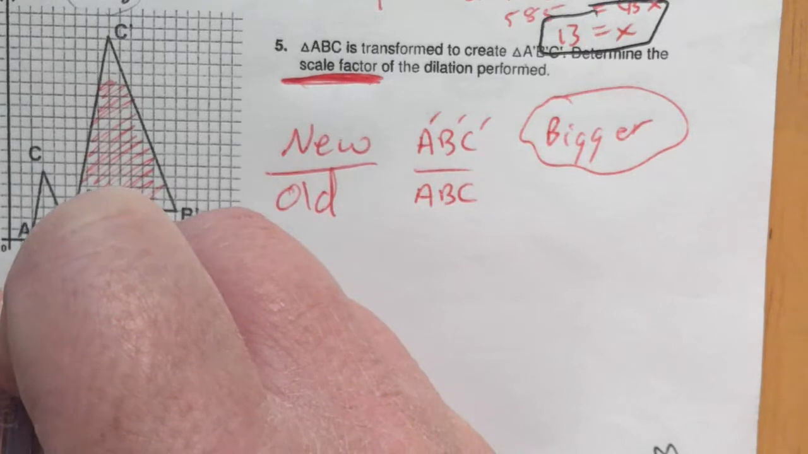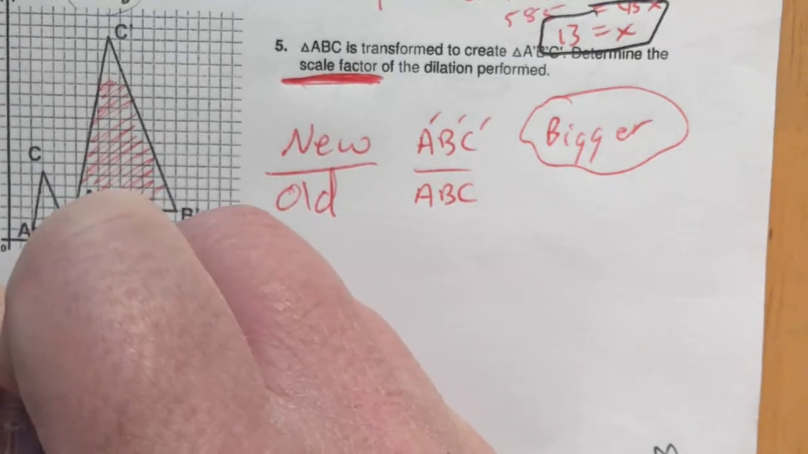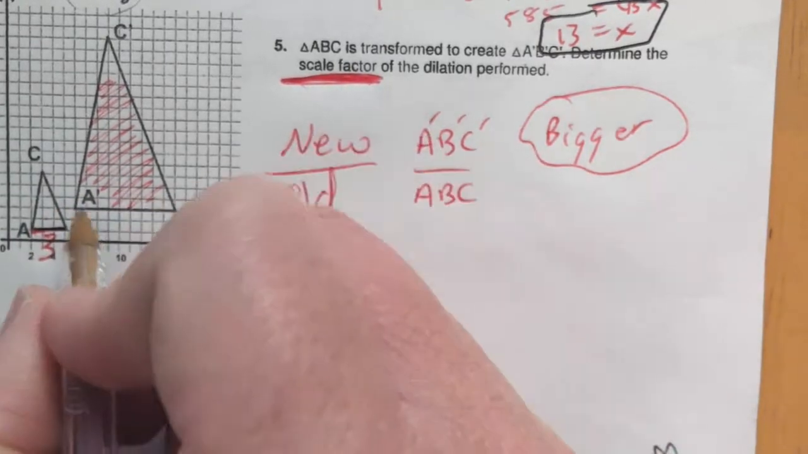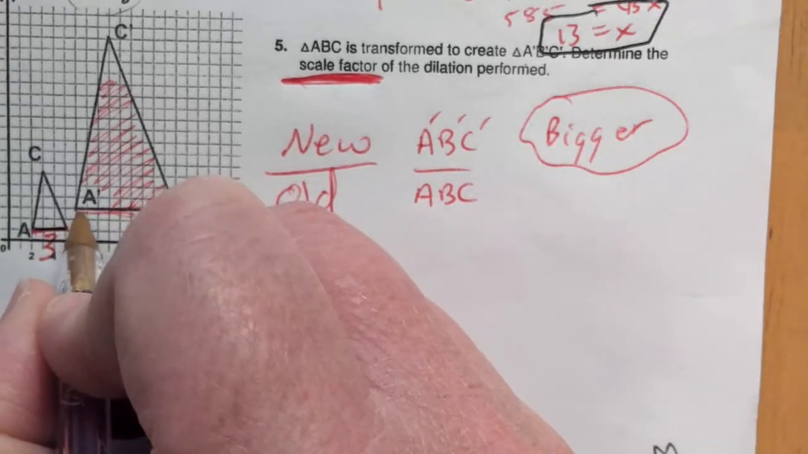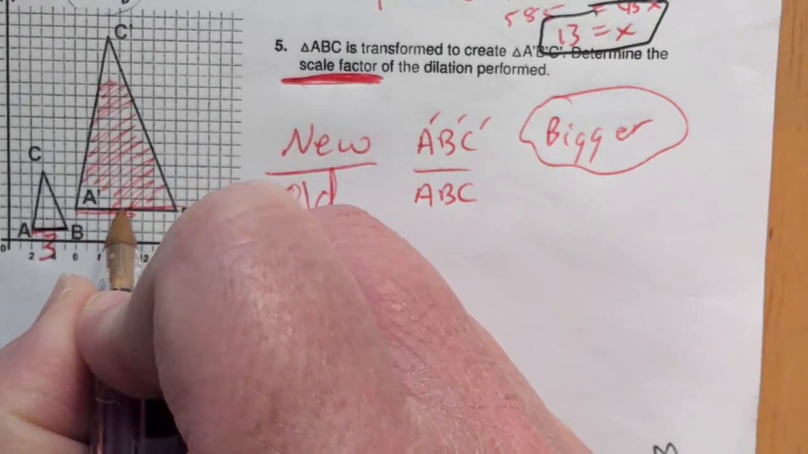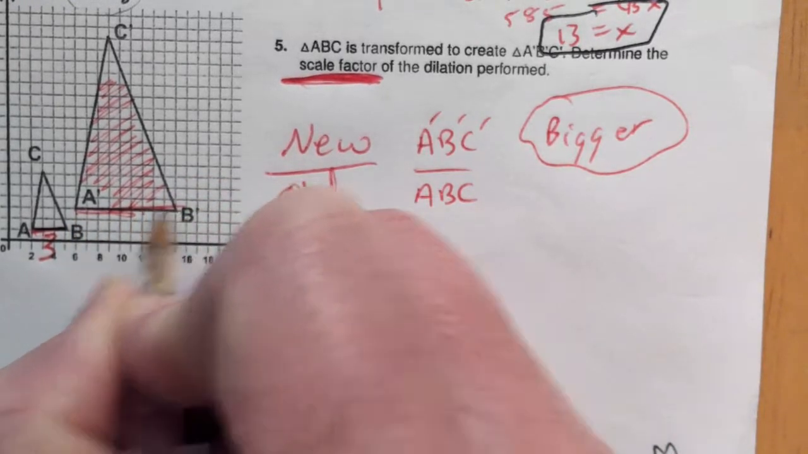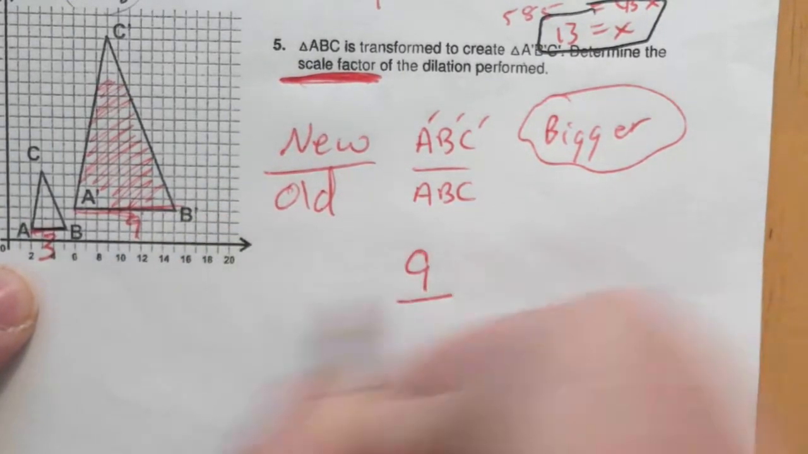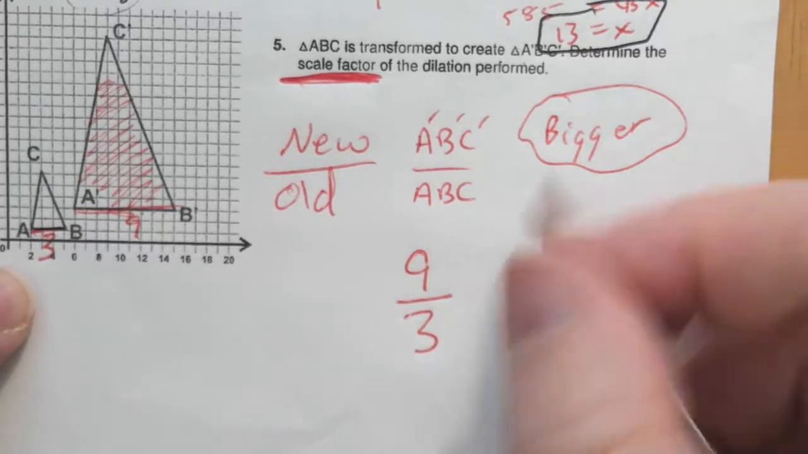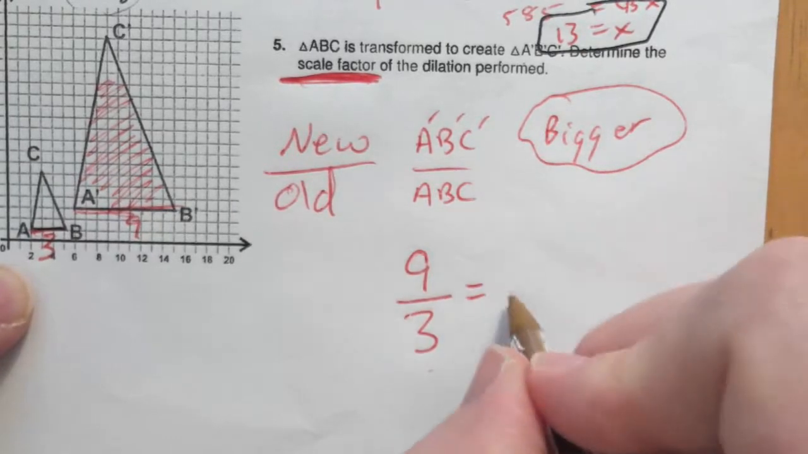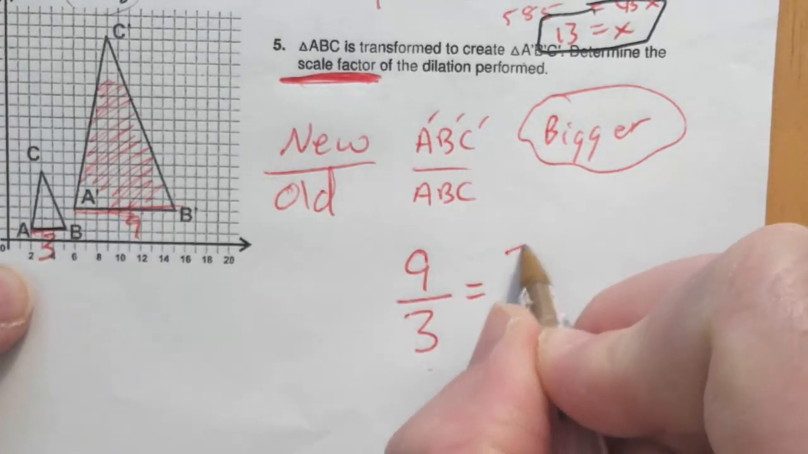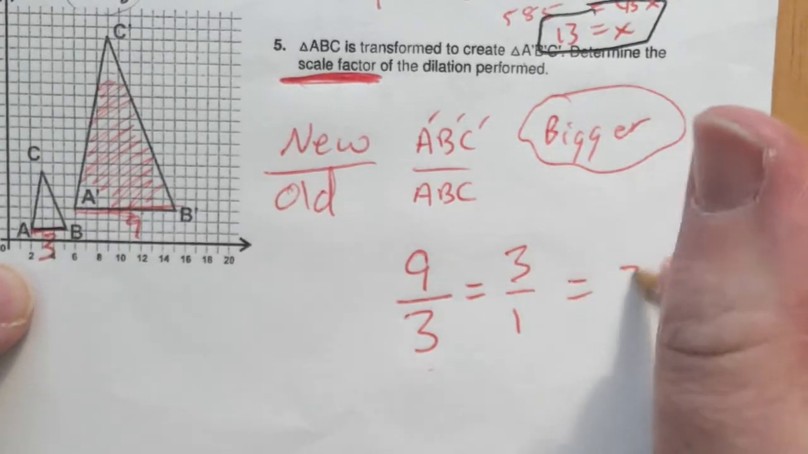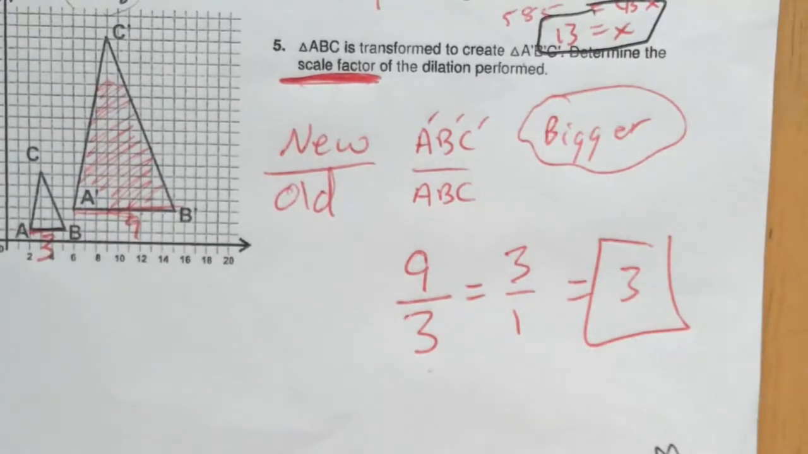Okay, so the horizontal here, how many hops is this? That's 1, 2, 3 hops. So that's 3 hops. How many hops is this? That's 1, 2, 3, 4, 5, 6, 7, 8, 9. So the new shape was 9 hops. The old shape was 3 hops. And 9 over 3 is really just 3. Or so we got 3 over 1, which we can make even simpler and just say 3.